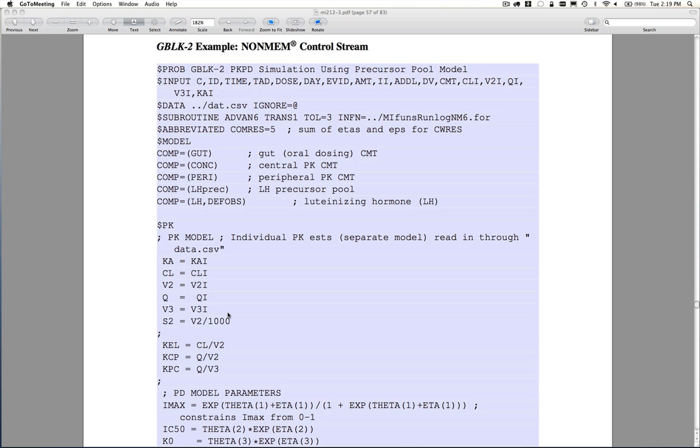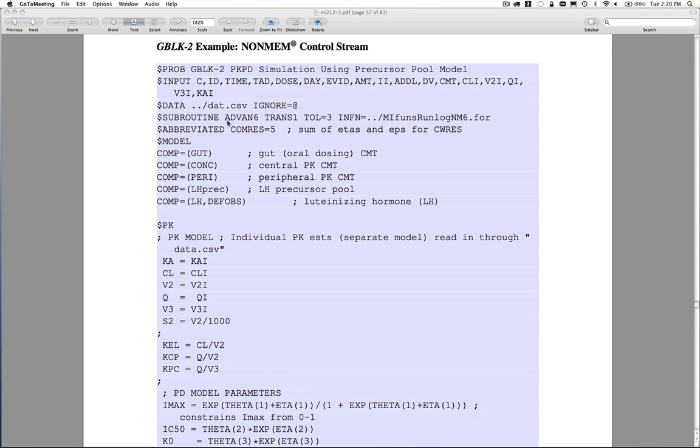The first thing I want to point out is the input record. I'd mentioned before that this was a sequential fit, so we have our PK parameters being read in from that previous fit. For a two-compartment model, we've got our individual clearance estimates, central volume, intercompartmental clearance, peripheral compartment, and absorption rate constant. Again, those are going to be fed in and brought into the PK model below and defined for each individual through the data records.